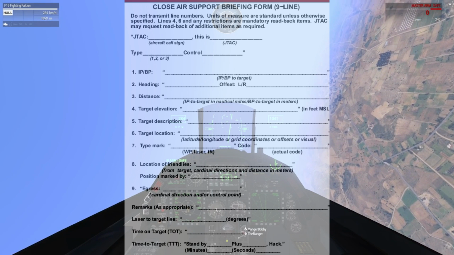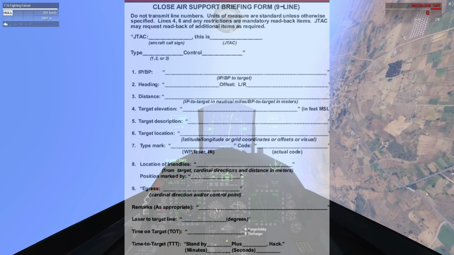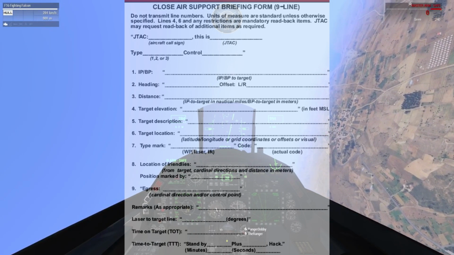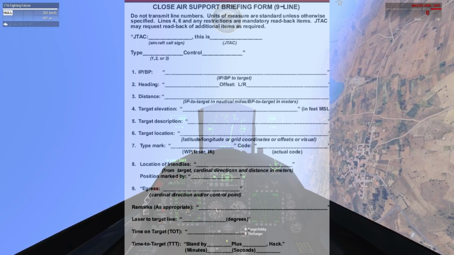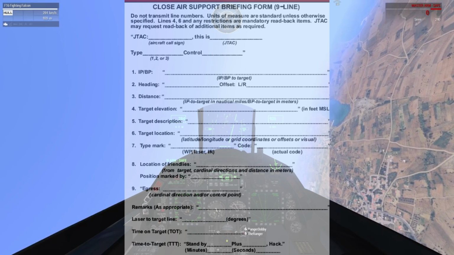And the final thing will be marks and restrictions. This would be any other little tidbit of information that would be generally useful for you to know, like AA nests, weather effect, if there's any artillery inbound on the area, stuff like that.